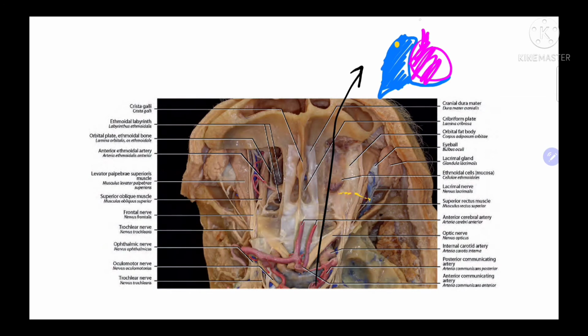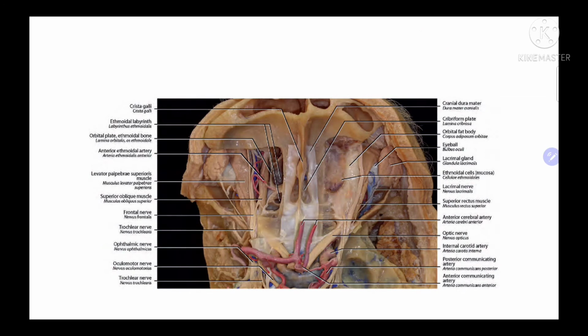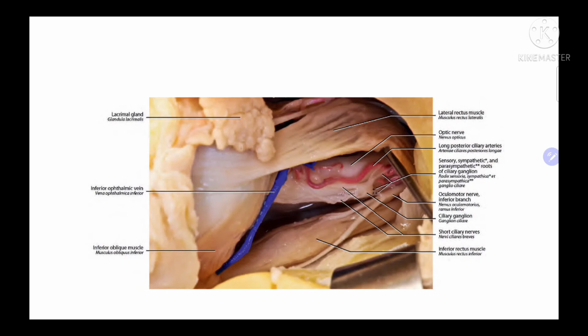Let me eliminate these elements. So after exiting the cavernous sinus, the oculomotor nerve is gonna divide into two branches, one superior branch and the other inferior branch. The superior branch innervates the superior rectus and levator palpebrae superioris. This branch we're gonna find it because it passes medially over the optic nerve. This superior branch is the smallest one.